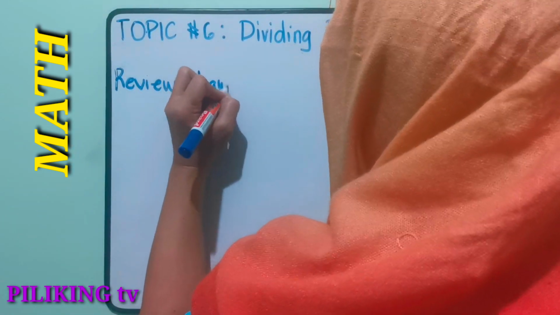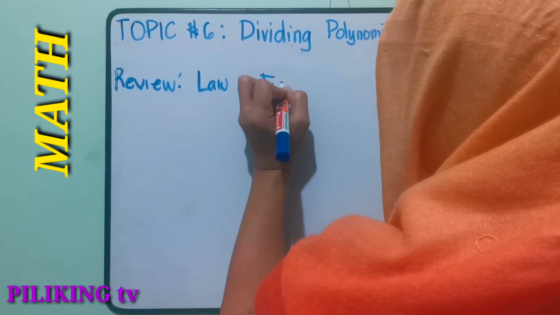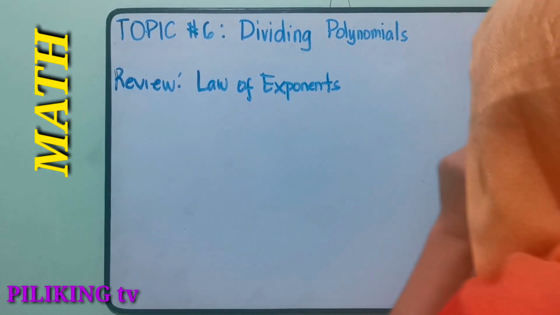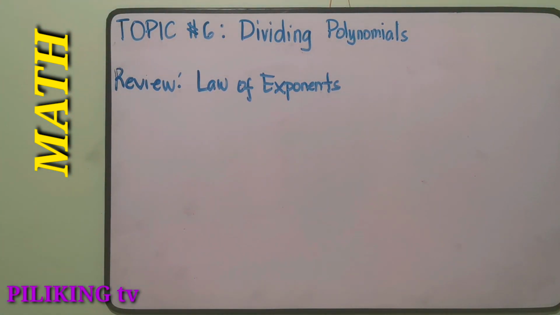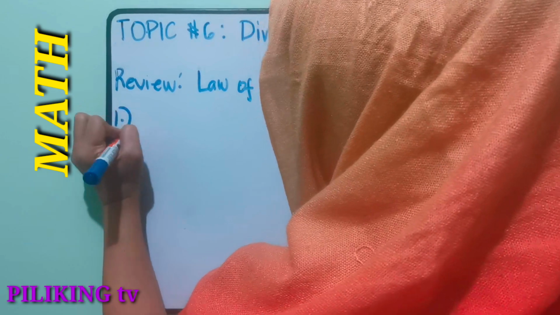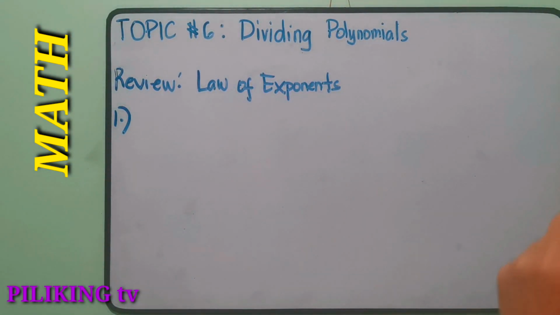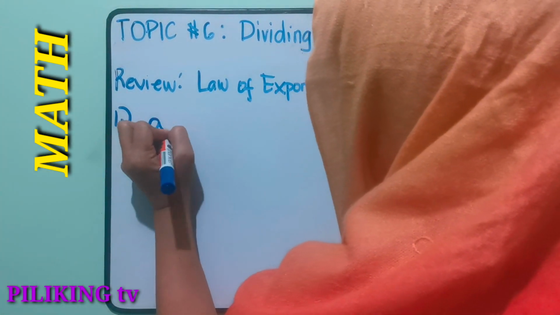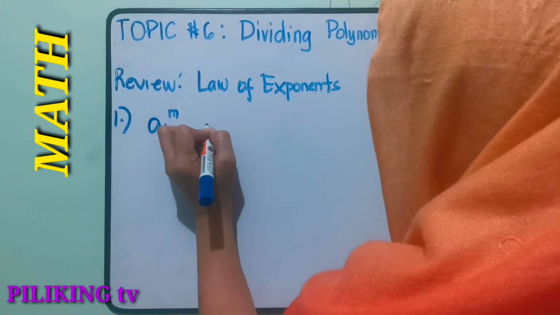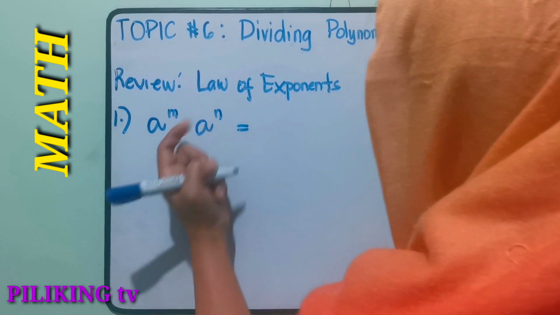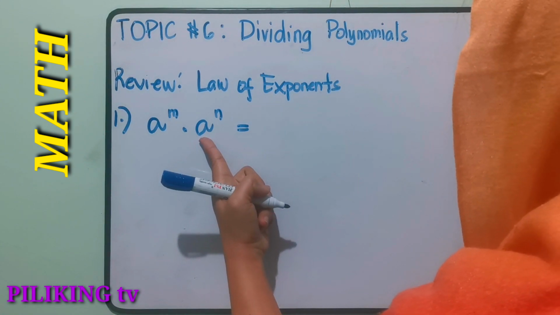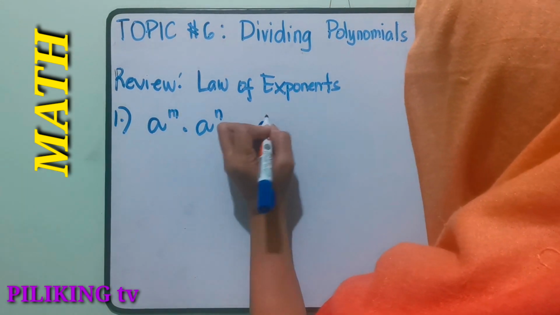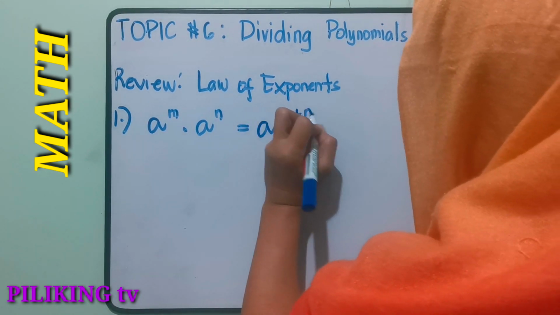So we are going to have the review on the law of exponents, particularly law of exponent for products and law of exponent for quotient. So let's have the first one, law of exponent for product. What is the rule in multiplying having the same base? Let's say we have a raised to m times a raised to n. Since we have the same base, you are going to add their exponents, which are m and n. So that is equal to a raised to m plus n.